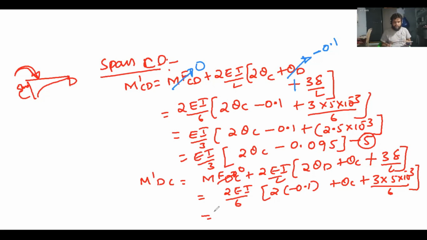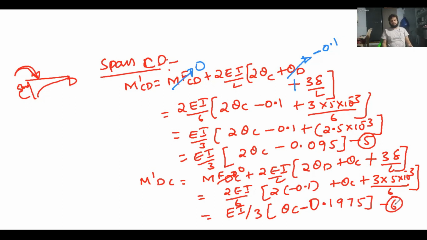So this is 0.1975. Okay. Now this I can rewrite it as EI by 3 into theta C plus theta C minus 0.1975. So this is your equation number 6. So this is the story about slope deflection equations.